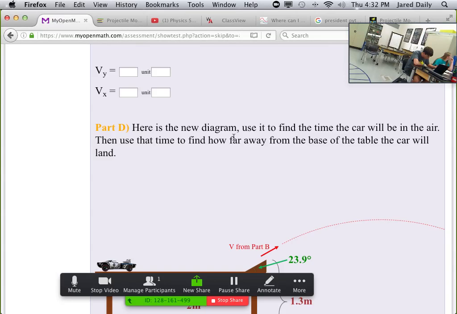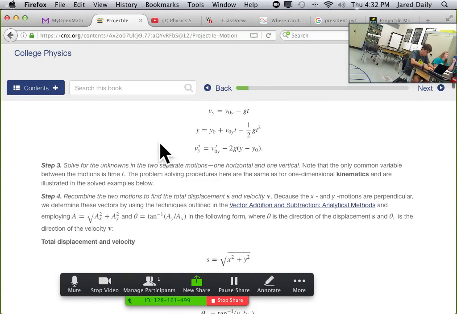So for the time, you have to use the quadratic equation in the y direction. So that's this one right here.